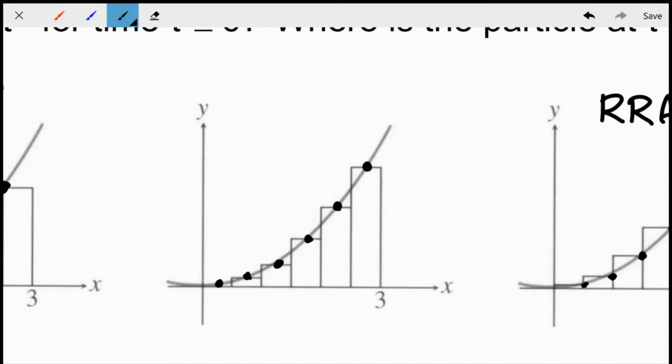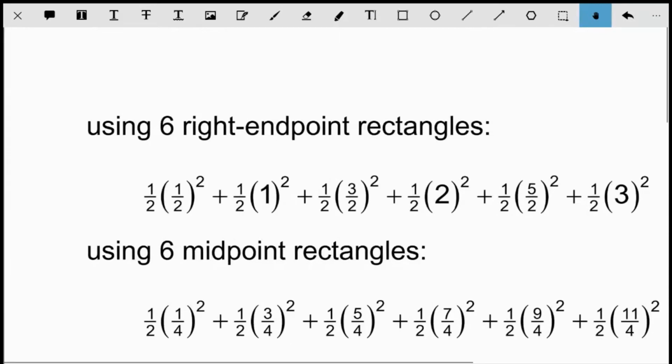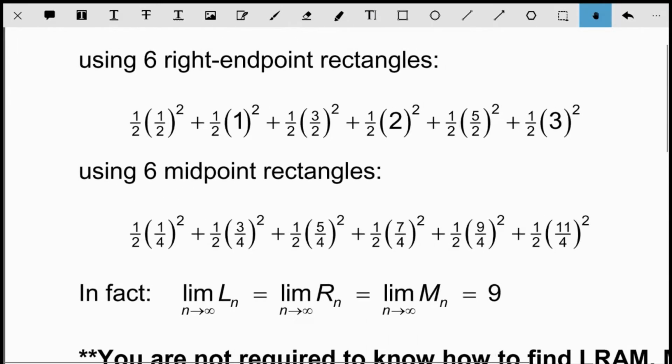When I go from 1/2 to 1, what's the function value at 3/4? That's going to be the height of my rectangle. So that's the process that we're going to follow. This is called the midpoint rectangular approximation method. And these acronyms that I'm writing, that's usually how we refer to these things as opposed to writing all of that out. Okay, so with the calculation, you can see that's done over here.